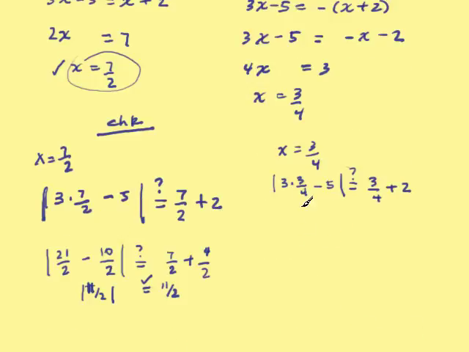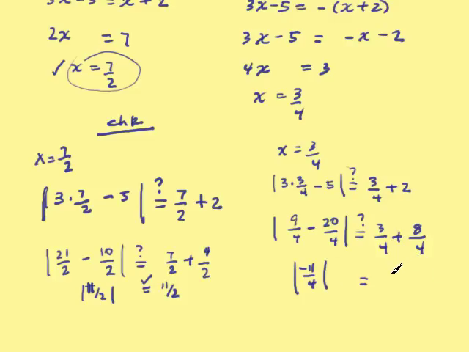All right, so in absolute value we have 9/4 minus 5, we'll change that to 20/4. Is that equal to 3/4 plus, we'll change this 2 to 8/4. So inside the absolute value we have minus 11 over 4, in absolute value. Is that equal to, on the right, 11 over 4? Yes, they are equal. So this is another valid solution. So 7/2 and 3/4 are both valid solutions.